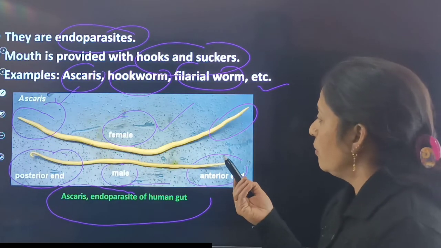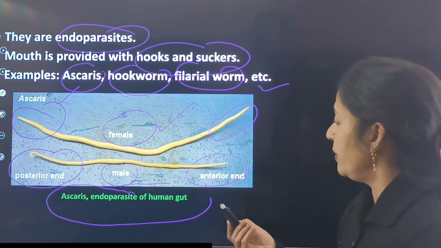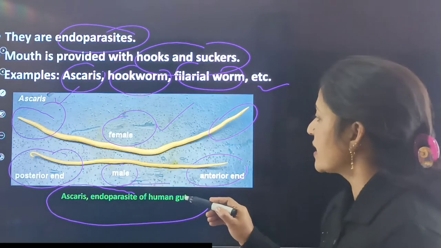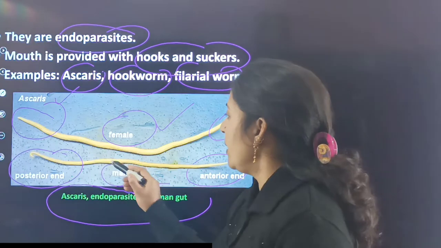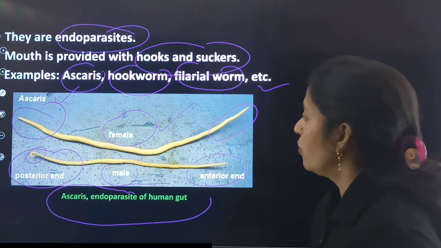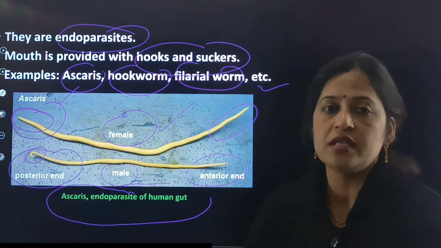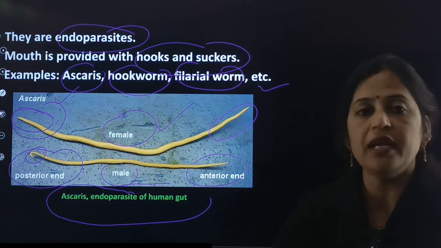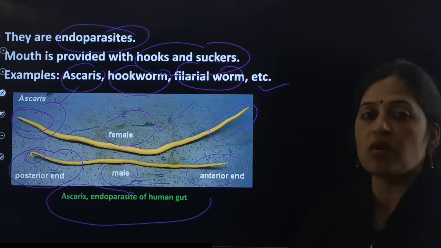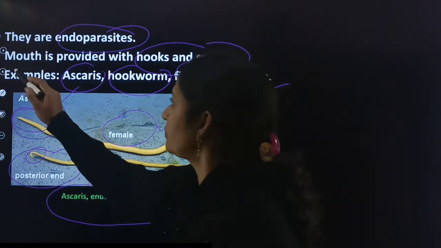The most important difference between the male and female ascaris is that the male ascaris is shorter as compared to the female, and in the male the posterior end is curved, but in the female the posterior end is not curved. This is the major difference. So these are the most important examples of the nematodes, such as ascaris, hookworm as well as filarial worm.